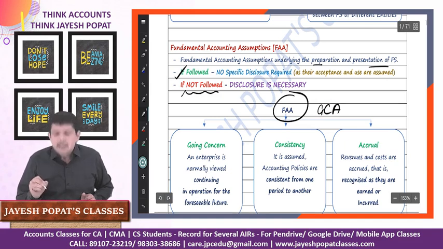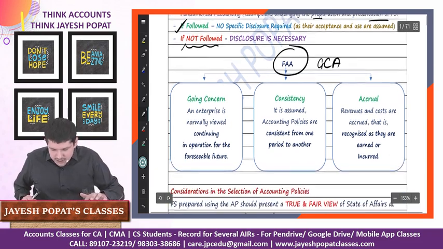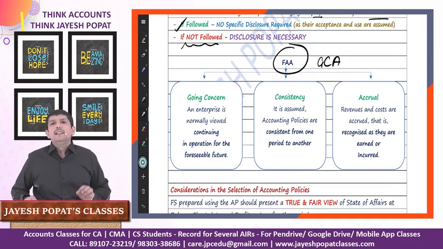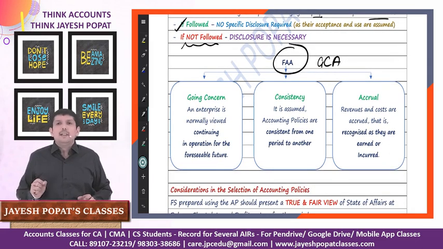We normally call it GCA: going concern, consistency and accrual. Let us deal with each one of them. First, going concern. It says that normally an enterprise is viewed as a going concern, that is, continuing in operations in the foreseeable future. It neither has the necessity nor the intention to materially curtail the scale of its operation.